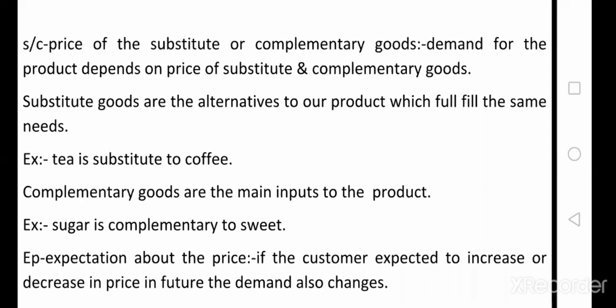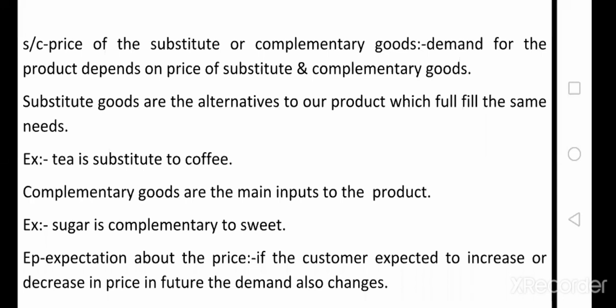Next, the next concept is complementary goods. What are complementary goods? Complementary goods are the main inputs to the product. That is, complementary goods are the goods which act as a main input to our product. Without these complementary goods, there is no output; the production of our output is impossible. Those types of goods are called complementary goods.